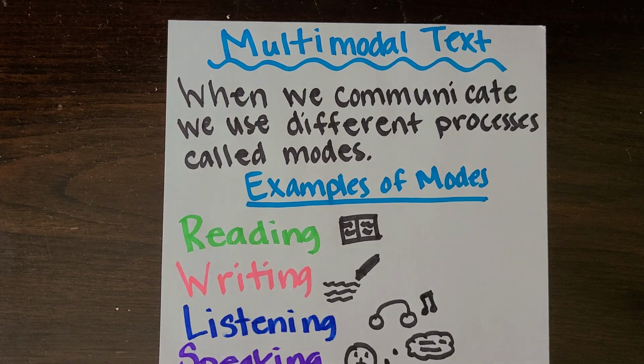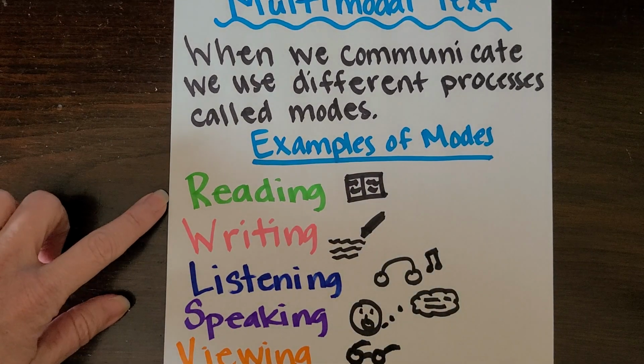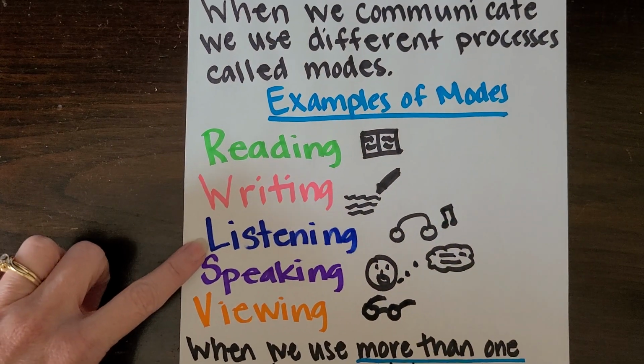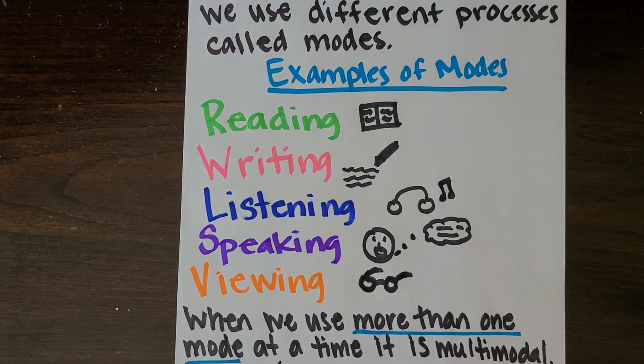We use different processes called modes. Examples of modes are reading, writing, listening, speaking, and viewing. So when we use more than one of these modes at a time, it is called multimodal.